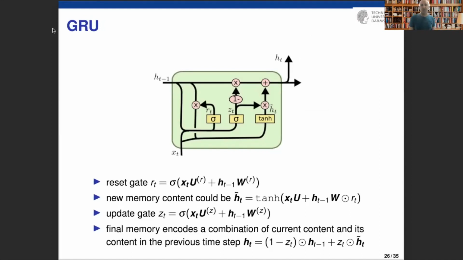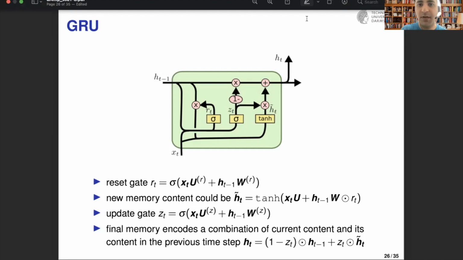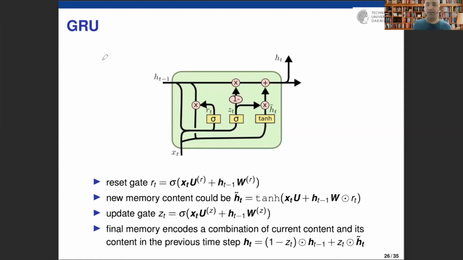Okay, GRU works like this. At the top, we see an illustration of a GRU unit. The input to the GRU, as any other unit that we have in the recurrent neural models, is the vector representation of the input token at time step t, and the vector representation of the hidden state at the previous step t minus 1.